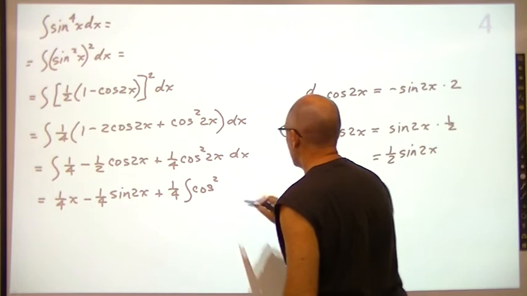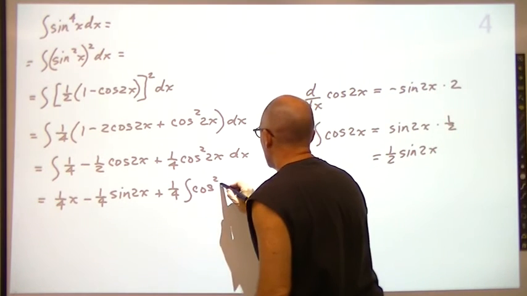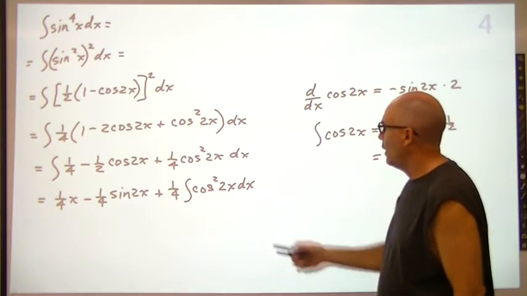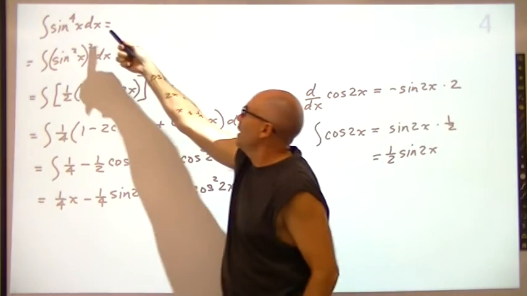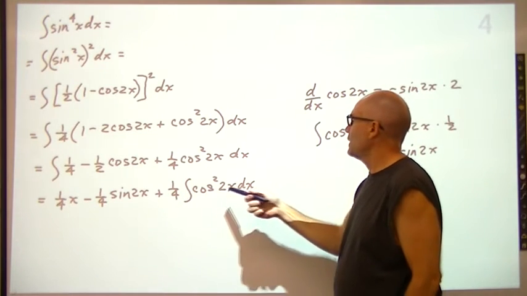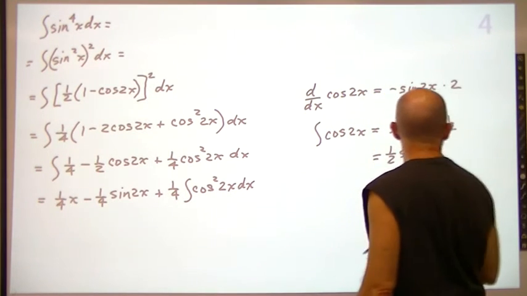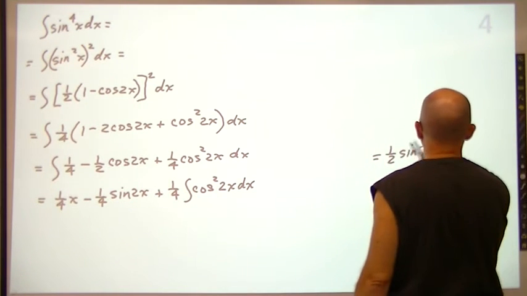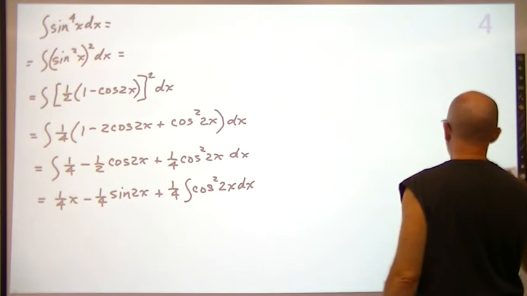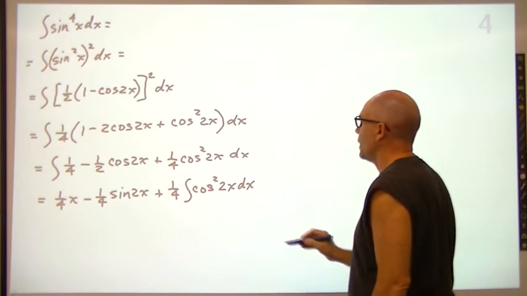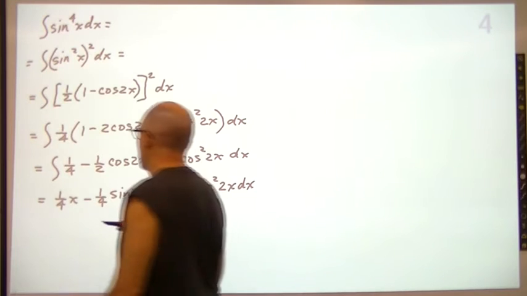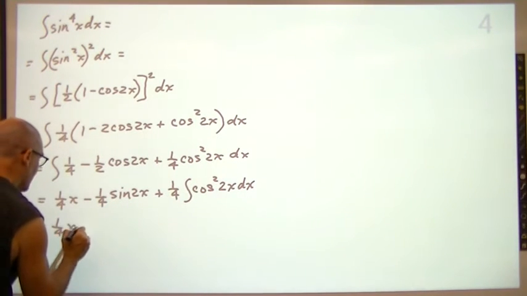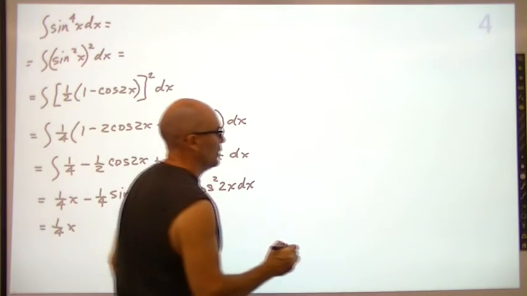Now, plus 1/4 times the integral of cosine squared 2x dx. Rats, just blew a tire. All right, now, notice we went from sine to the 4th to just cosine squared. So now what we're going to do is use our identity one more time. So this equals 1/4 x. Well, you know what? Here's what we'll do.